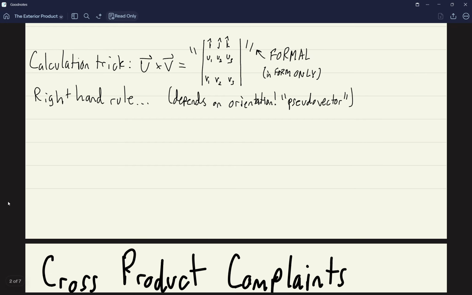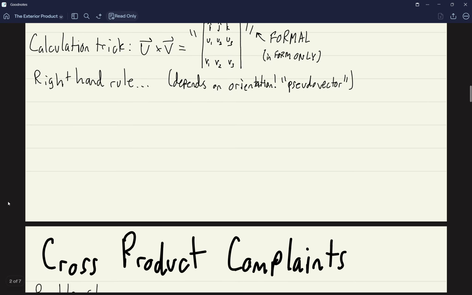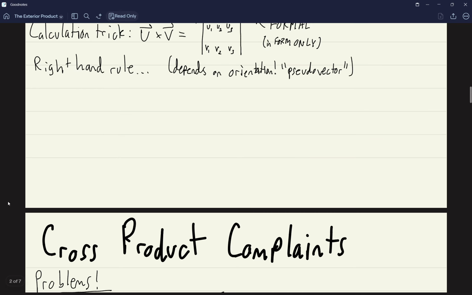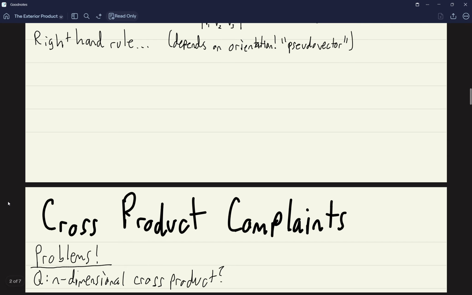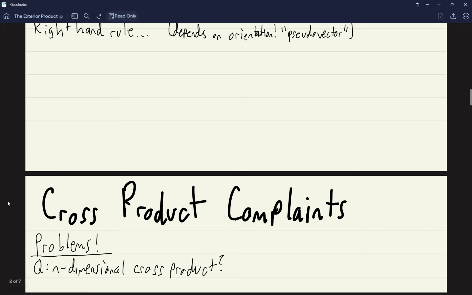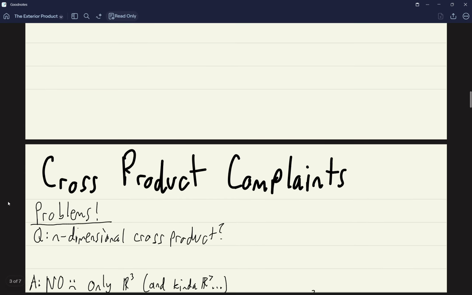Okay, since we're here to talk about better options, let's talk about some complaints with the cross product. First off, some somewhat major problems. One question we might have looking at this operation in R3 is: do we have a generalization, some sort of alternative for n dimensions? And the answer is no. We have a cross product in R3, and we also kind of have a cross product in R7, which is neither here nor there.